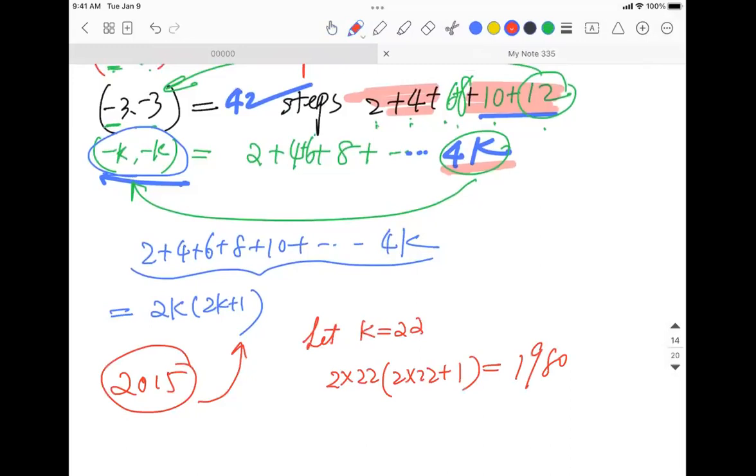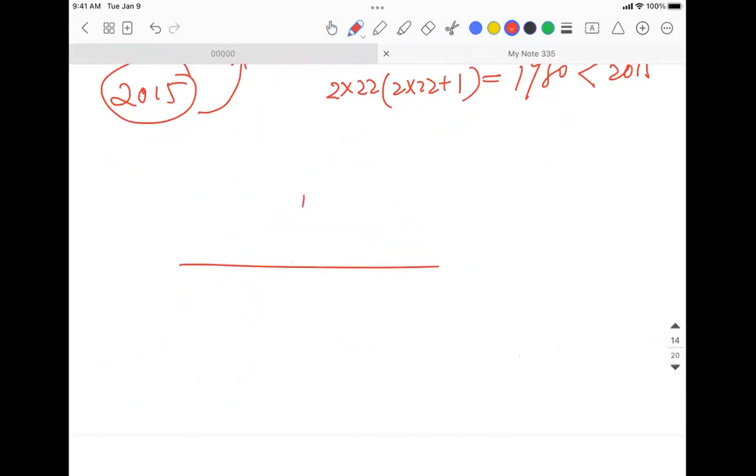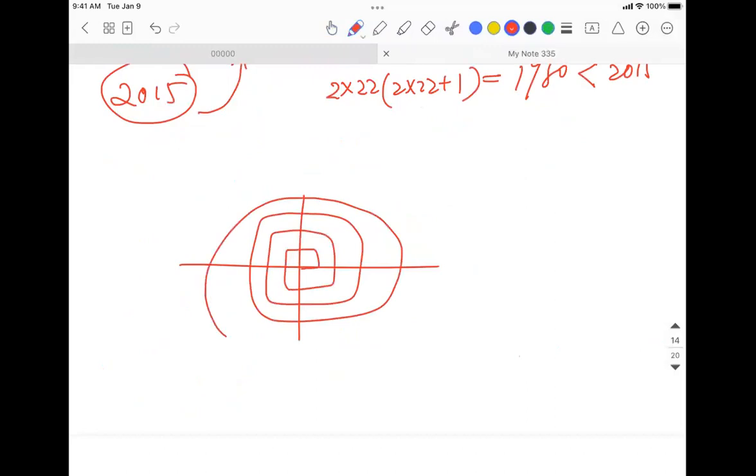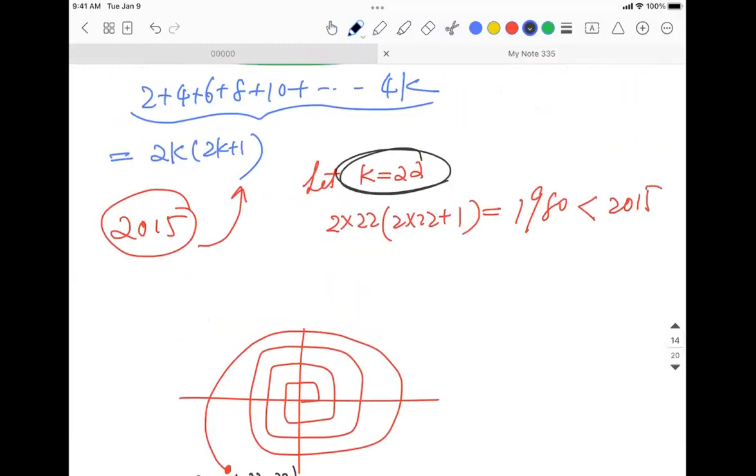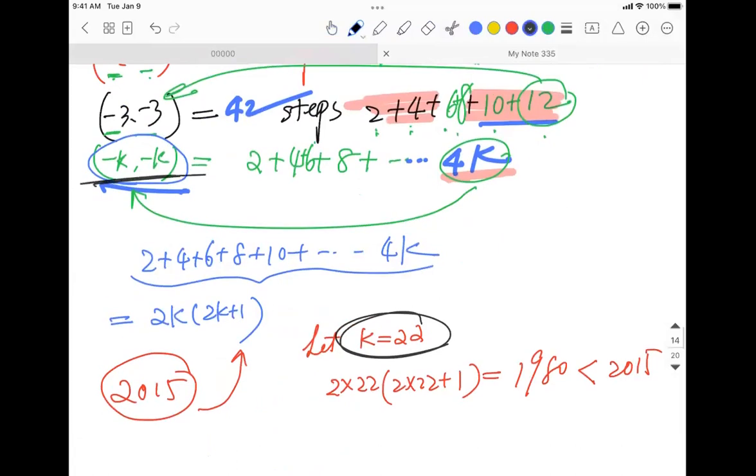Okay, 1980 is actually smaller than 2015. It means that as long as you already spent 1980 steps, I'm going to draw something like here. You're going to do this all the way, and at a certain point, you come to here. You already walked 1980 steps, and you are currently stopped at minus 22. You let k equal 22, your position will be minus k.